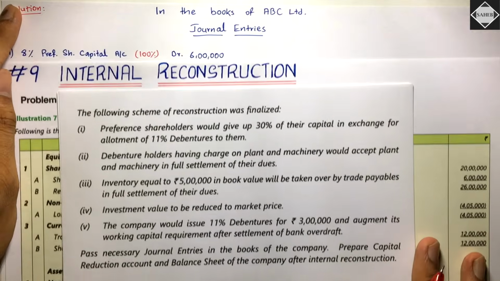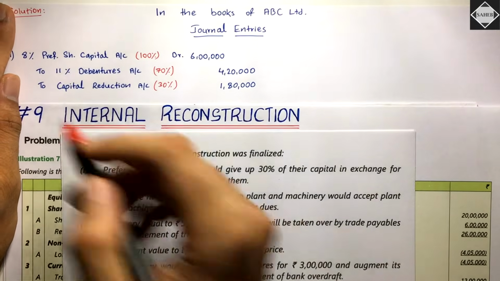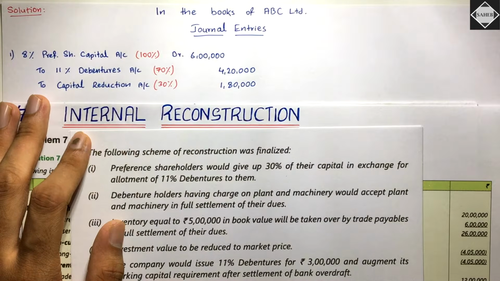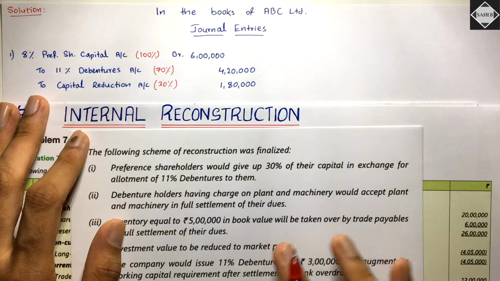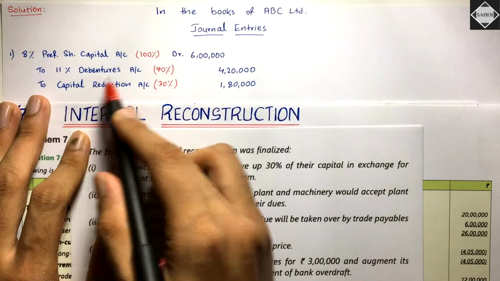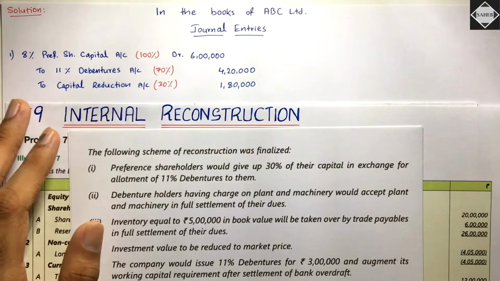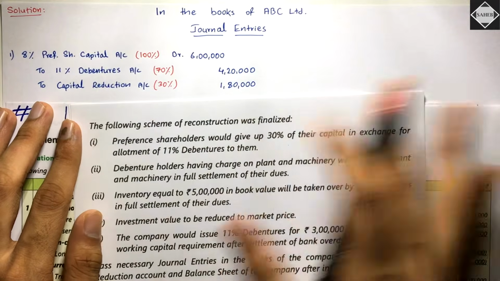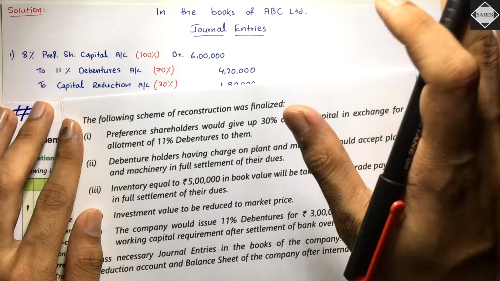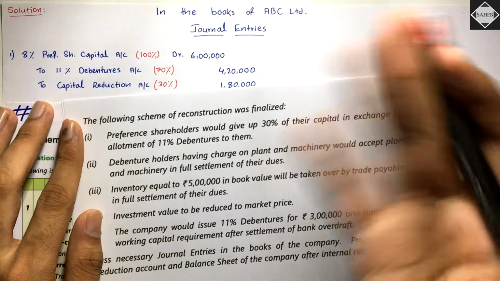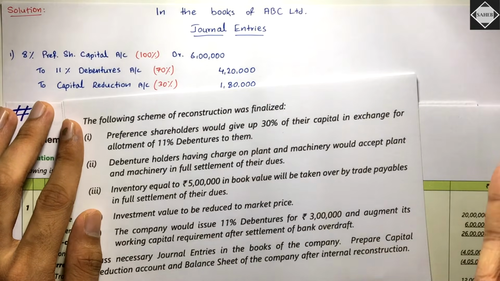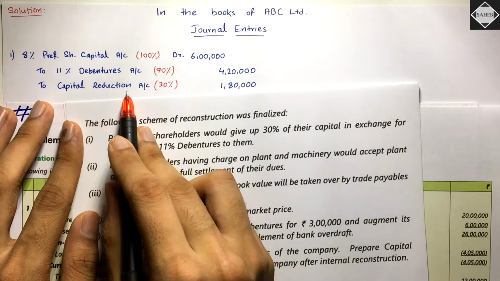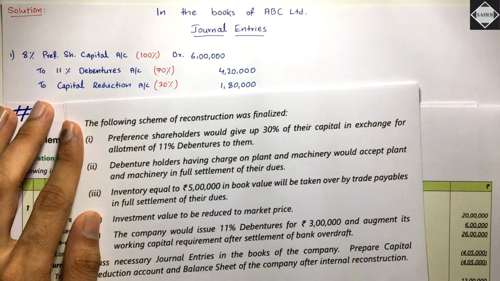So how will you pass the journal entry? Really simple. 8% preference share capital account debit. You will cancel the entire 100% capital. And then you will credit 11% debenture, because debentures are being issued to them. They have not given any value. They have just said 30% is sacrificed. For that 30% they are not getting anything. So that 30% will go to capital reduction because that's our gain from the company's point of view.